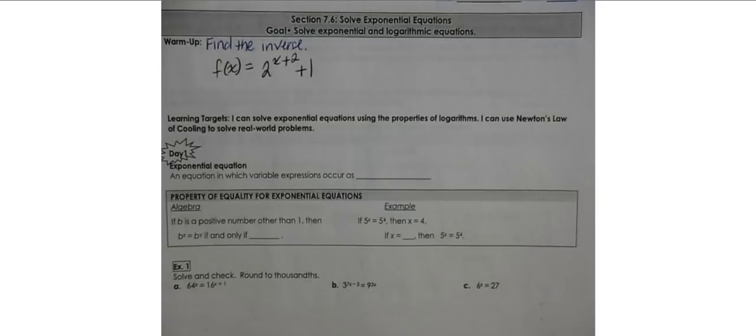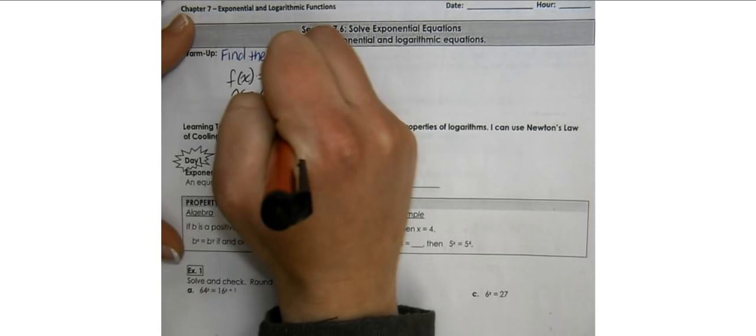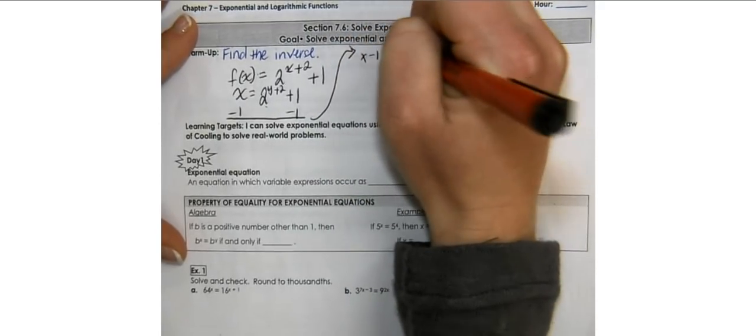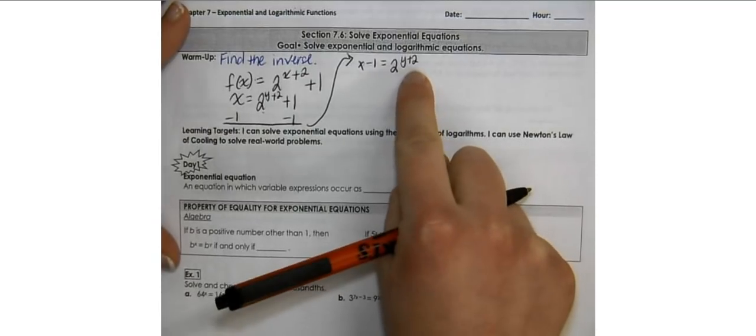Alright, so the first thing that we do whenever we are trying to identify an inverse is we switch our x and y values. I'm going to replace f of x with just an x, and set it equal to 2 to the y plus 2 power plus 1. Now, in order for me to find an inverse, I need to have the base be alone. So I'm going to subtract 1 on both sides. And when I do that, I end up with x minus 1 is equal to 2 to the y plus 2 power. Now at this step, I can't subtract 2 on both sides because technically the 2 is in the exponent position. I can't divide both sides by 2 because that's not going to help us.